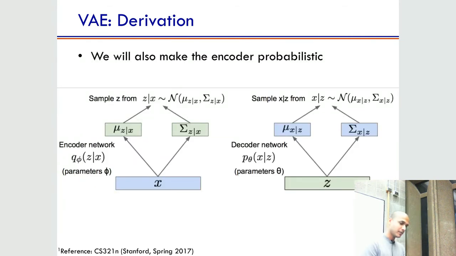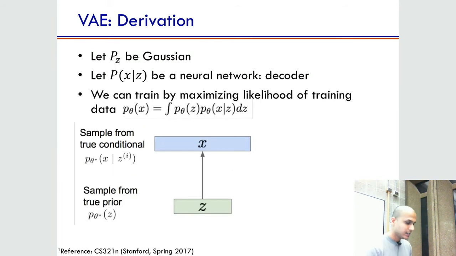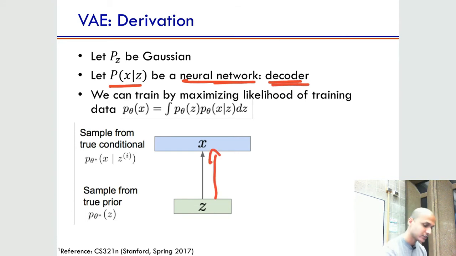The encoder being probabilistic is important. Another thing: I said p of x given z is a neural network, right? So it's the decoder we saw in this slide itself. Going from z to x, I said it's a neural network. But then x is not random, right? Given z, x is just a deterministic function. Once I sample z, if I pass it through a neural network, I'll get something deterministic.